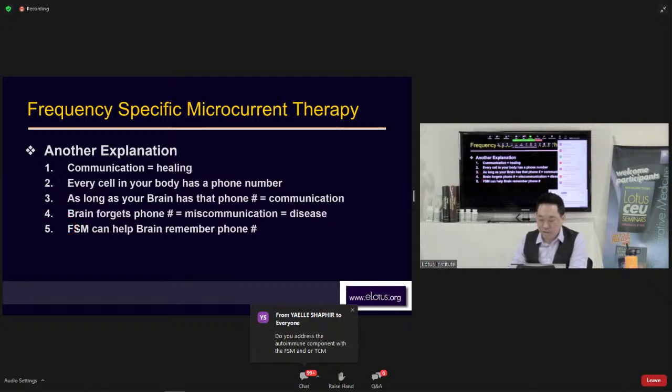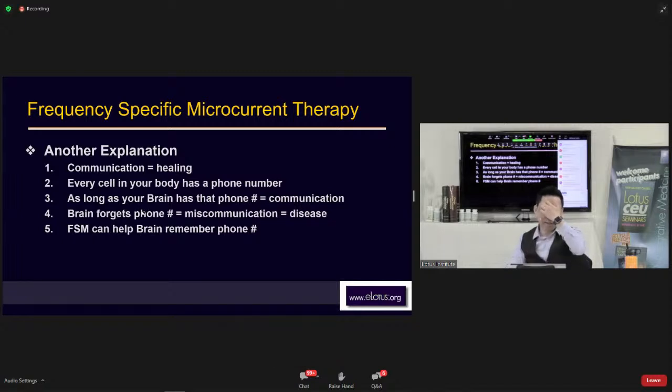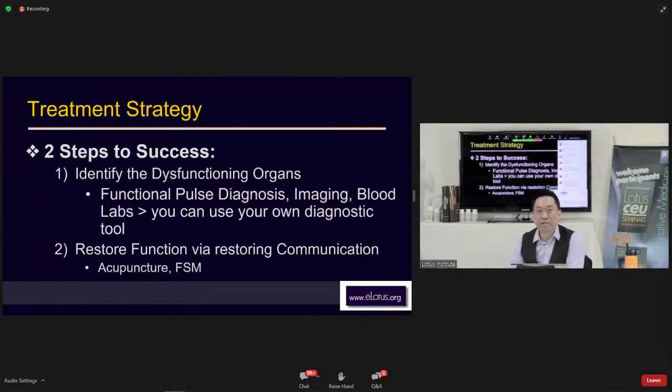So yes, do you address the autoimmune component with the FSM or TCM? Absolutely. So again, this is one thing that you're going to learn from me. I do things very, very simple. It is not complex in my clinic. And that's the reason why my acupuncturists can duplicate my results, because my treatment systems are so simple.